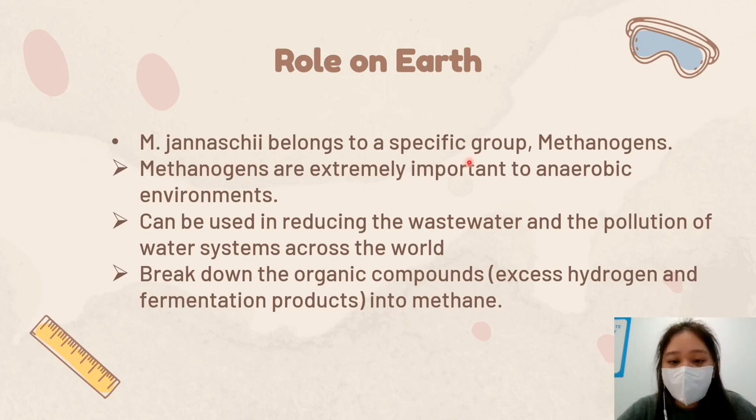Next is the Methanococcus jannaschii role on Earth. Methanococcus jannaschii belongs to a specific group, which is methanogens, and methanogens play an important role on Earth as they are very important to an anaerobic environment, as they can effectively remove the semi-final products of decay, such as hydrogen and fermentation products, into methane. So it can be used to reduce the wastewater and the pollution of water systems across the world.